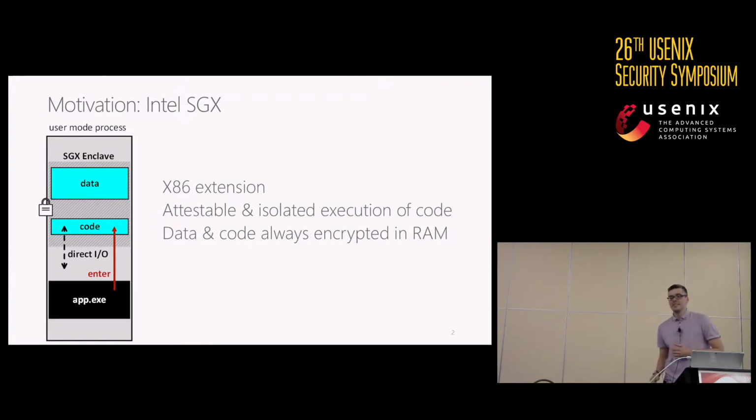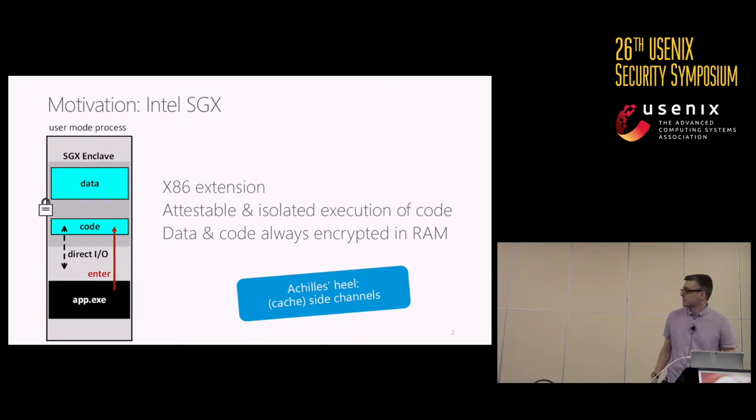The problem is, this is just an abstract promise. Even when you're inside an SGX enclave, there are still lots of shared resources with the rest of the system. And as you may know, shared resources almost always mean that there are side channels. This can be seen as the Achilles heel of SGX. Sometimes it feels like for every paper that does something useful with SGX, there's at least another paper that points out another nasty side channel.